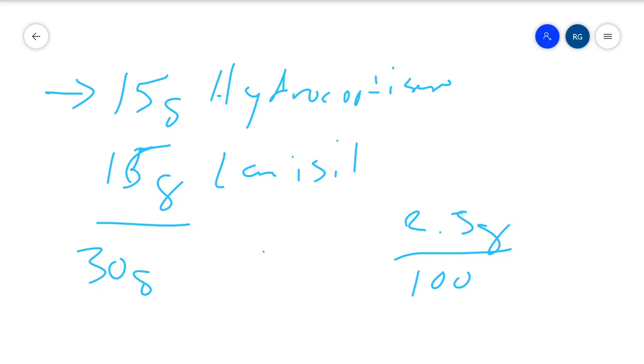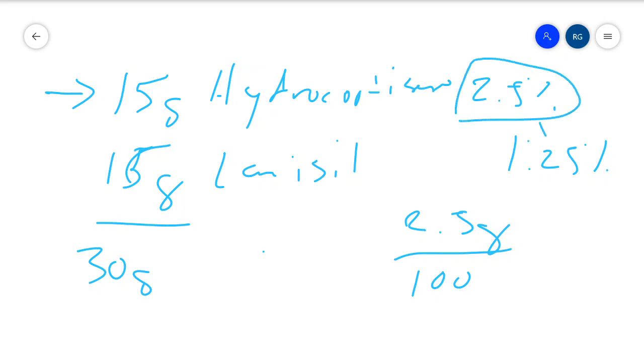1.25, and that's just half of the hydrocortisone. Hydrocortisone right now is 2.5%. We take that in half, and it should give you 1.25%. And it's just cutting everything in half because it's equal parts. 15 grams of hydrocortisone, 15 grams of Lamisil. And we're just cutting half the percent, which gives us 1.25%.